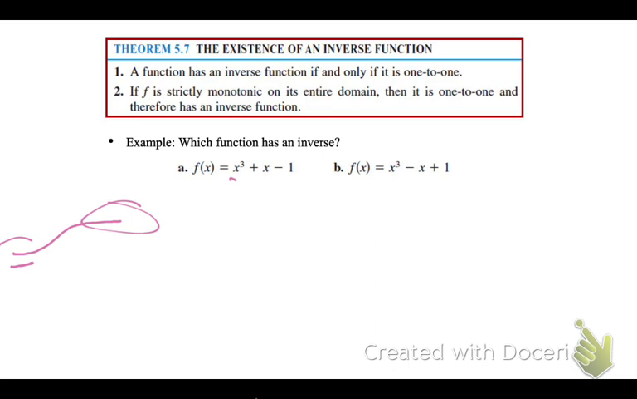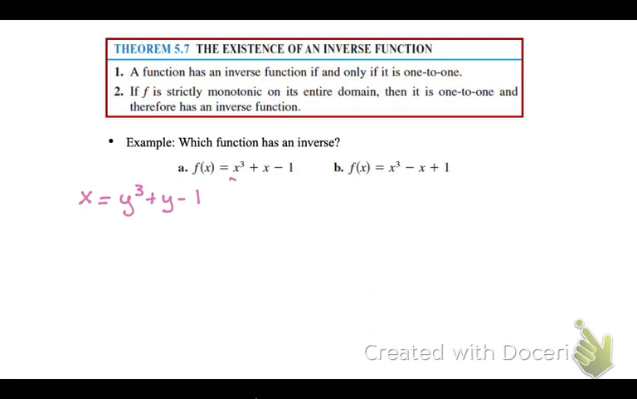So how do you think we find an inverse? Does anybody remember? What two things interchange places? The x and the y. So we make x's y's, and y's x's. So it's going to be x equals y cubed plus y minus 1. And we have to solve this for y.